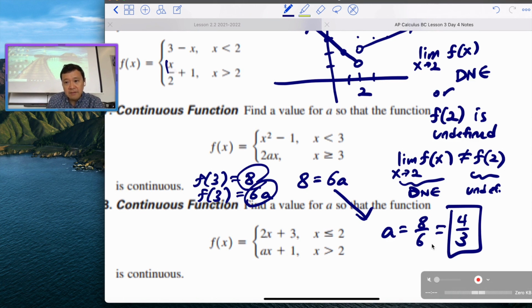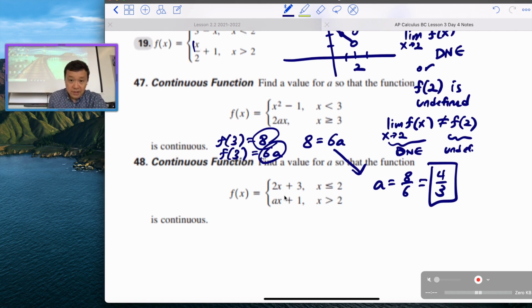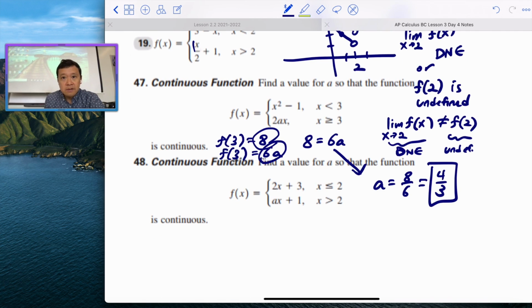So as long as the a value is 4 over 3, we'll be able to connect these two points and say that the function f of x is continuous at x equals 3, in fact continuous everywhere, because x squared minus 1 is continuous everywhere on its domain, and 2ax, or in this case 8 over 3 x, would be continuous. It's a line that's continuous over its domain, so the whole thing will be continuous. You could use the same reasoning for number 48 as well. Okay, there you have it for continuity.